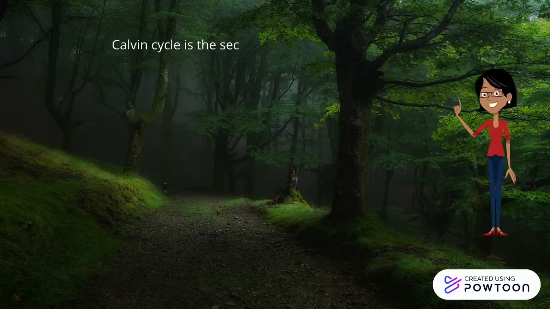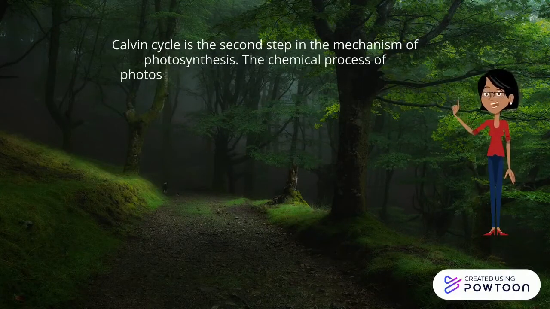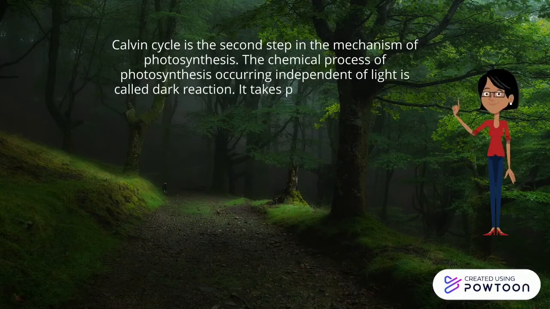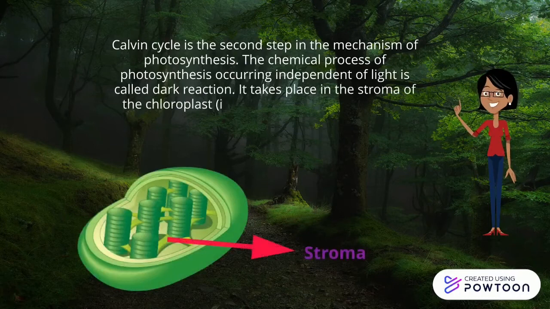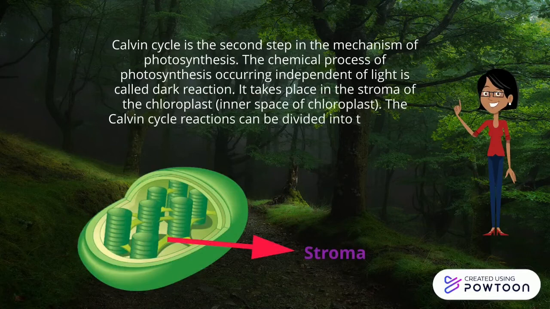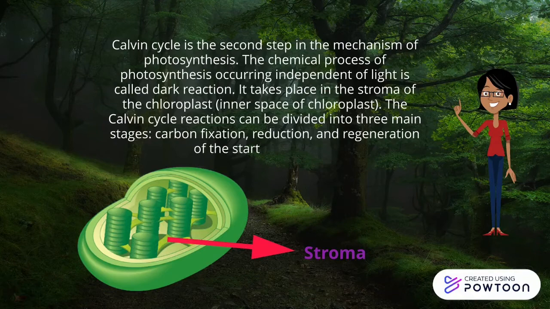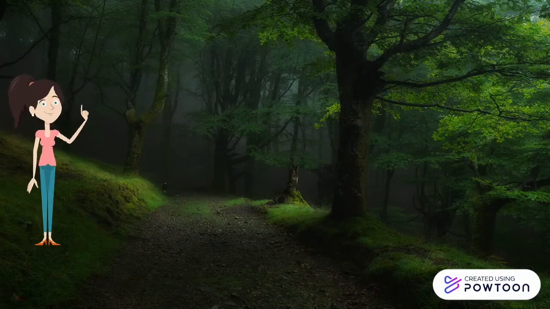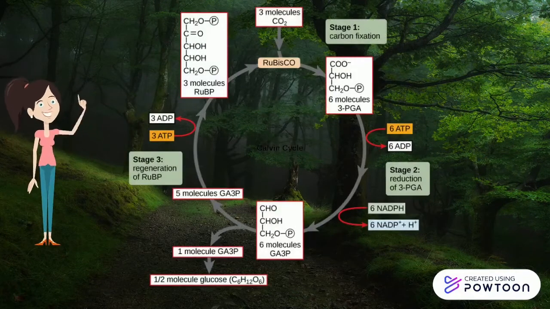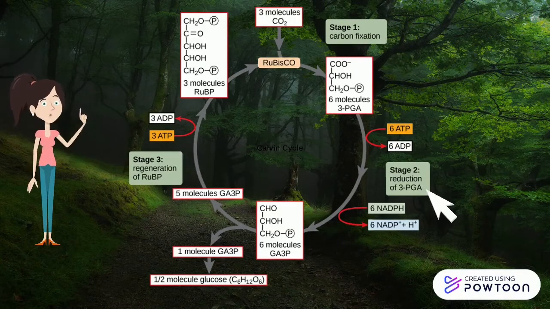The Calvin cycle is the second step in the mechanism of photosynthesis. The chemical process of photosynthesis occurring independent of light is called the dark reaction. It takes place in the stroma of the chloroplast, the inner space of the chloroplast. The Calvin cycle reaction can be divided into three main stages: carbon fixation, reduction, and regeneration of the starting molecule. As you can see, this is the Calvin cycle. It starts with stage 1, carbon fixation, then stage 2, reduction of 3-PGA, and lastly stage 3, regeneration of RuBP.